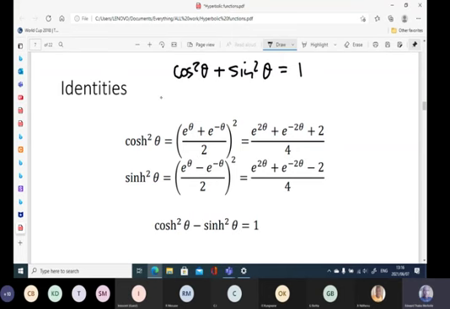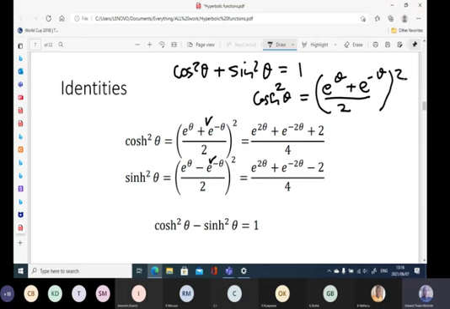You prove this by using the definition of a hyperbolic function. So this is what you're going to use. Okay, so how do you do that? Remember, by definition, cosh theta is equivalent to e to the power theta plus e to the power minus theta over 2. So if you want cosh squared, you just square both sides. And here you expand. If you expand, you end up with e to the power 2 theta plus e to the power minus 2 theta plus 2, all over 4. Okay, so if you expand sinh, this is what you end up with.